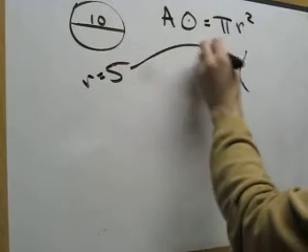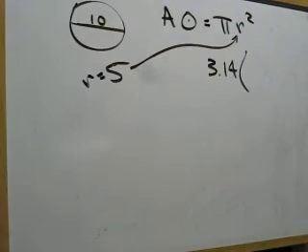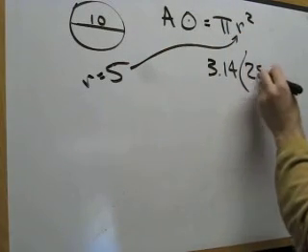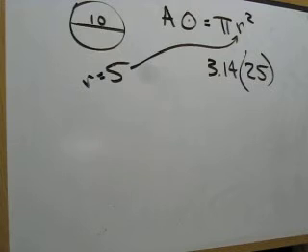Well, what does it say to do with that 5 here? It says square it. So 5 times 5 is 25. So now what I'm going to do is multiply 3.14 times 25.